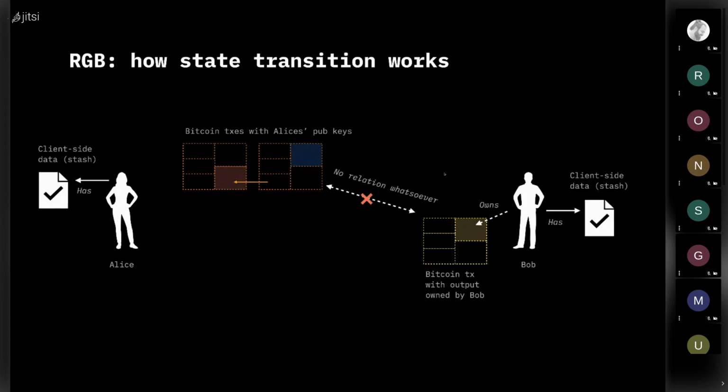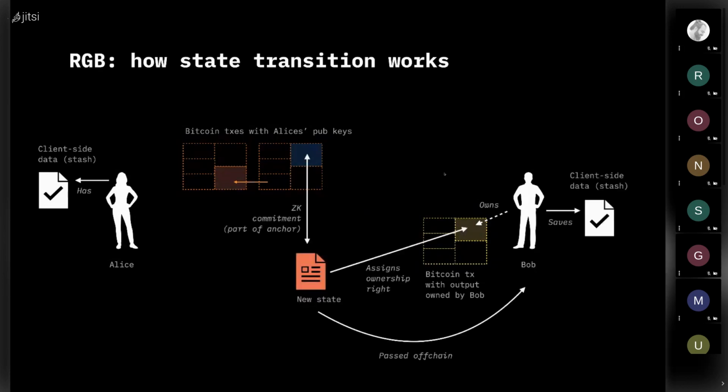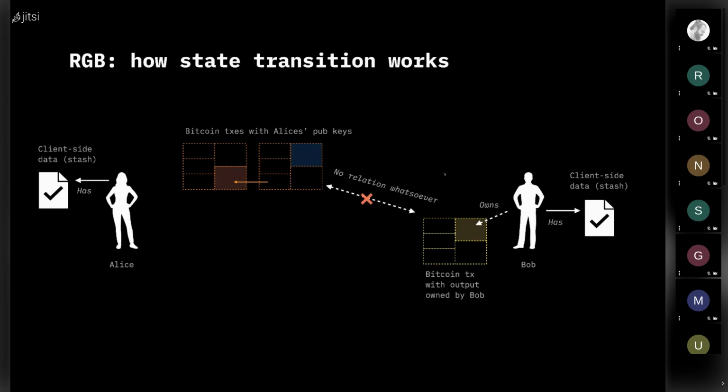Alice just spent her output sending funds back to herself, for instance, or somebody else unrelated to Bob at all. It can be an arbitrary transaction. Once again, the only thing that it needs is to contain a commitment to the newly produced state. And this commitment is cryptographically hidden as a zero-knowledge tweaking of a public key in one of the spending transaction outputs. So hopefully this was clear.